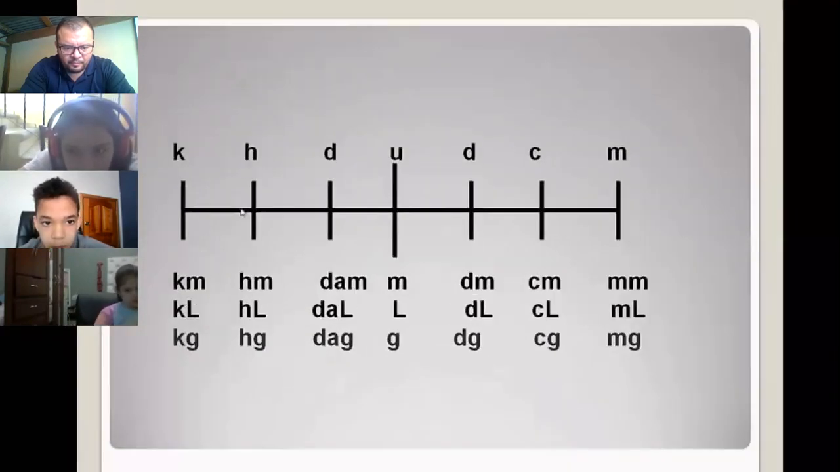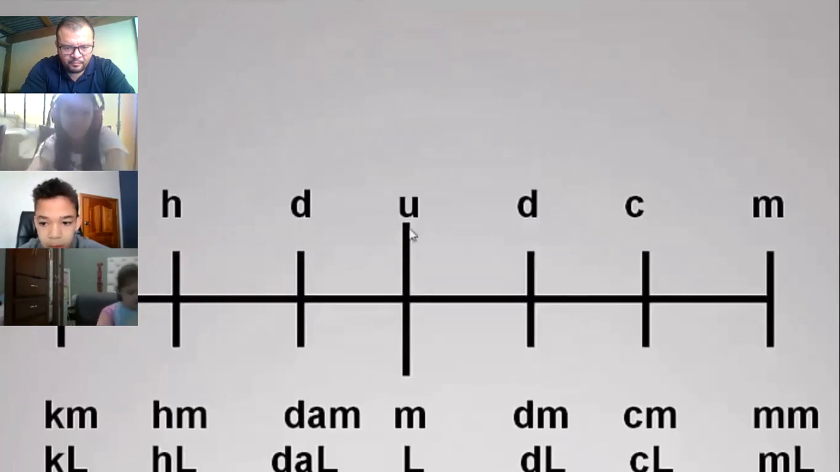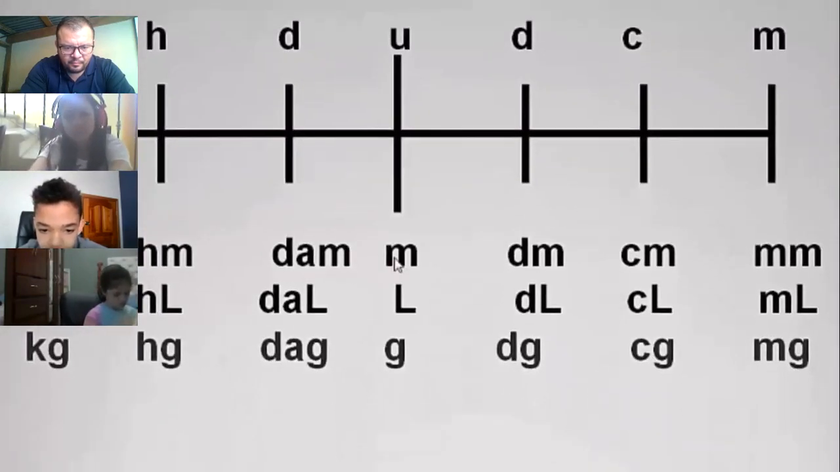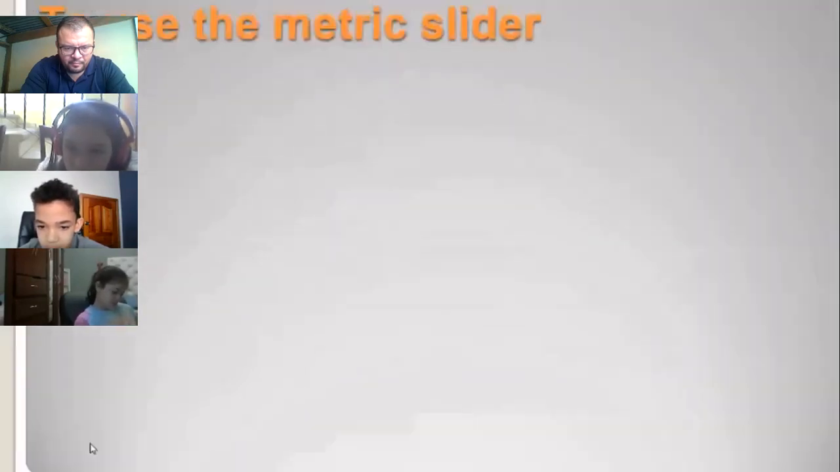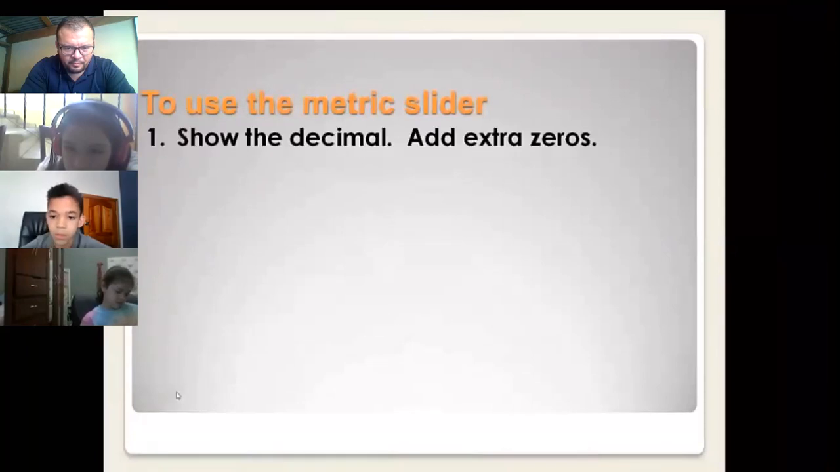So here's my metric slider. King Henry died unexpectedly drinking chocolate milk, with the meter, the liter, and the gram. Again, to put these together, KM would be kilometer, HL would be hectoliter, DKG would be decagram, deciliter, centiliter, and milliliter. So how do you use the metric slider?